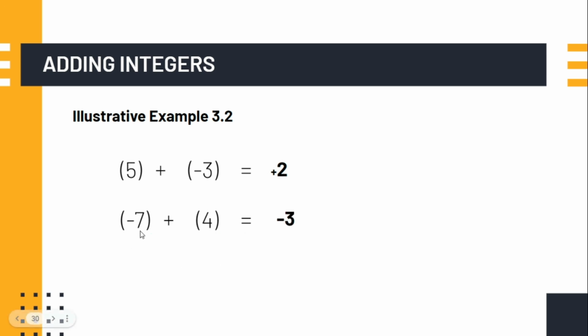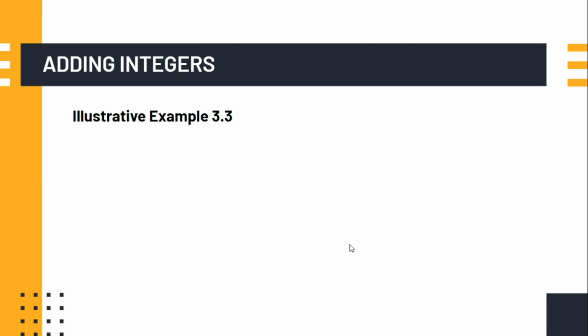Okay? Following the rule, absolute value ng negative 7 is 7. And then, absolute value ng positive 4 is positive 4 pa rin. 7 minus 4, that's 3. And then, tingnan natin, anong mas malaki sa 7 and 4? Di 7. So, that's negative. So, negative 3 yung sagot. Okay? Let's have another example.